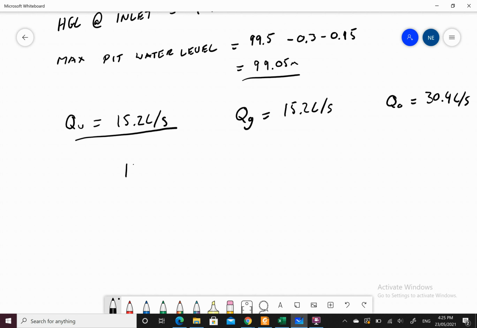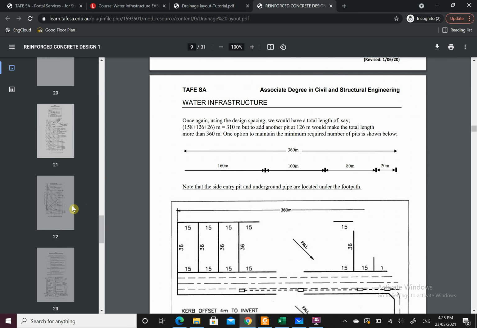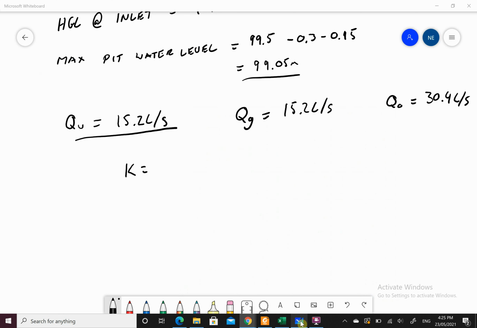Now what I need to do, again, is work out my K. So my K for this case here, coming back to our appendix, this one. This time I have an inlet pit on a through pipe, so I have obviously a pipe running the whole way through it. QU is equal to half QO, and QG is equal to half QO. Because QU equals QG, 50% each, I have a K factor of 2.1. So K is 2.1. Again, Table 6.9, that's from the appendix.